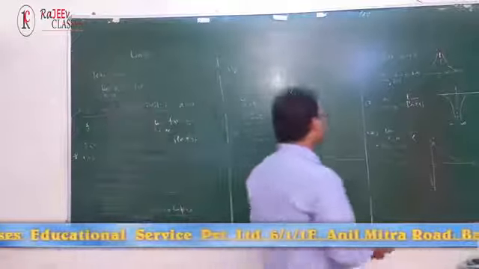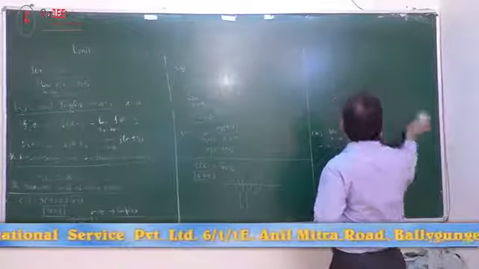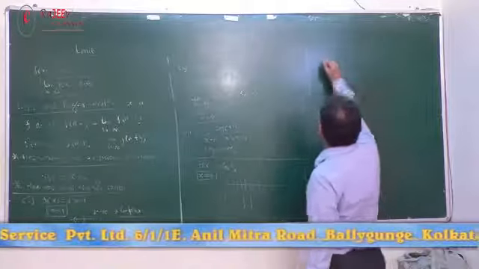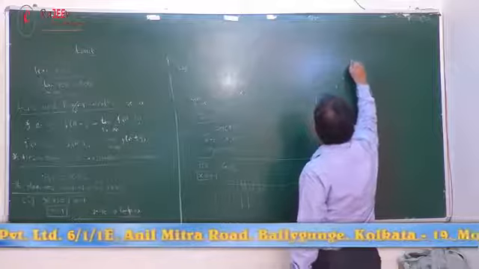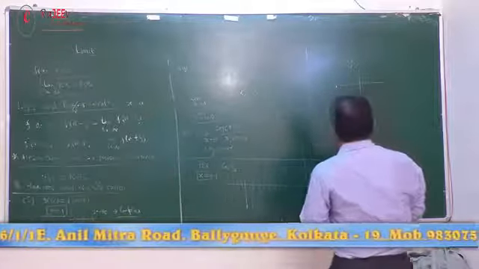Now the third and the last case where the limit will not exist: we can say that when the left hand limit and the right hand limit are not equal. Consider one example, that is f of x is equal to the fractional part of x. The graph of the function is like this.